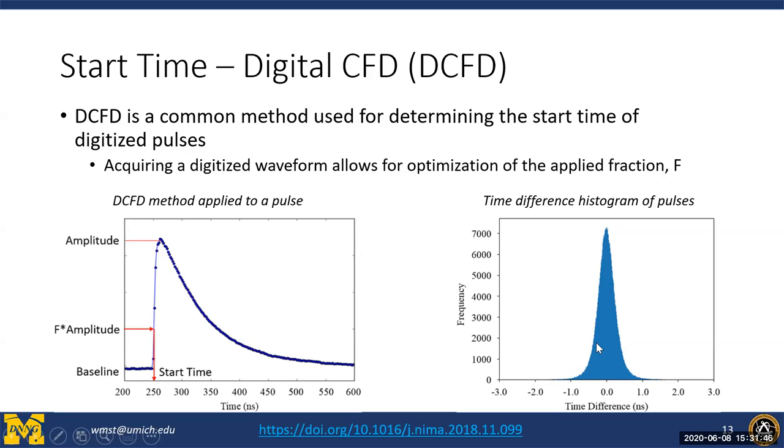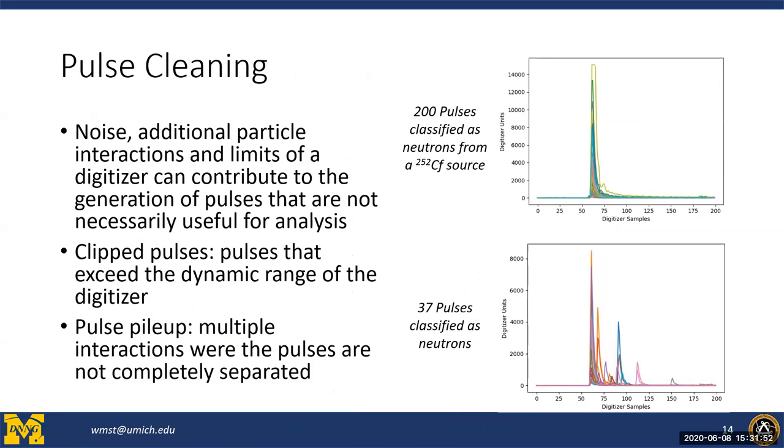So these were a couple methods for timing. The last couple things I want to talk about for pulses is pulse cleaning. Generally, a combination of noise, additional particle interactions, and digitizer limits can contribute to the generation of pulses that are not necessarily useful for analysis.